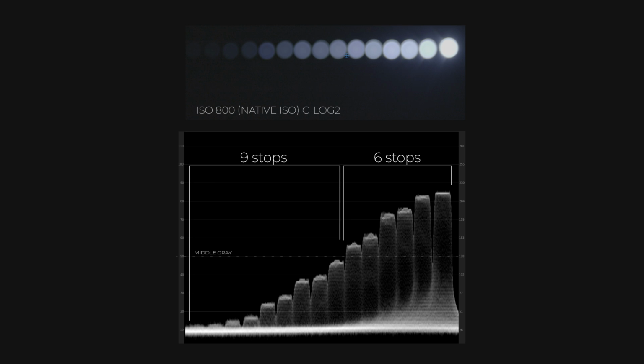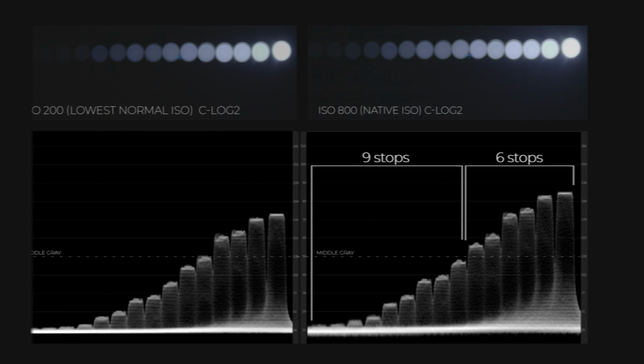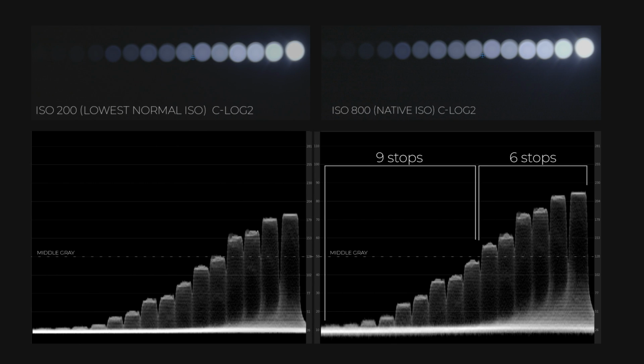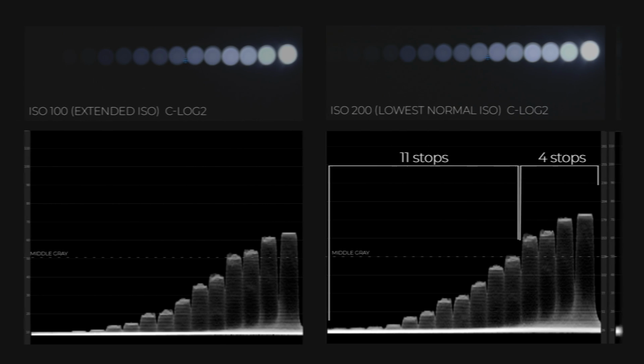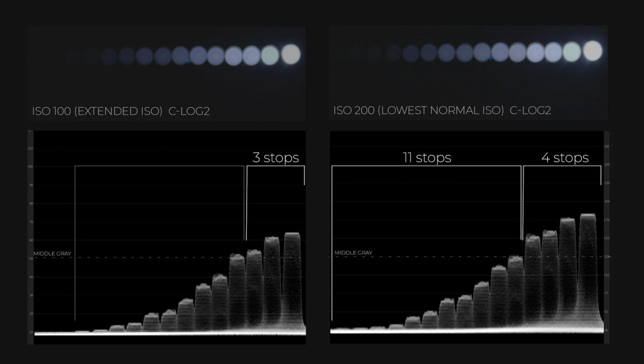But as I go down the ISO scale, the entire waveform is squeezed lower down to about ISO 200, the lowest natural ISO setting. I now have only 4 stops above middle gray and 11 stops below. And if I go down to the extended ISO 100, I have 3 stops above middle gray and now only 10 stops below. So in extending down, I've actually gone from 15 stops down to 13 or so.